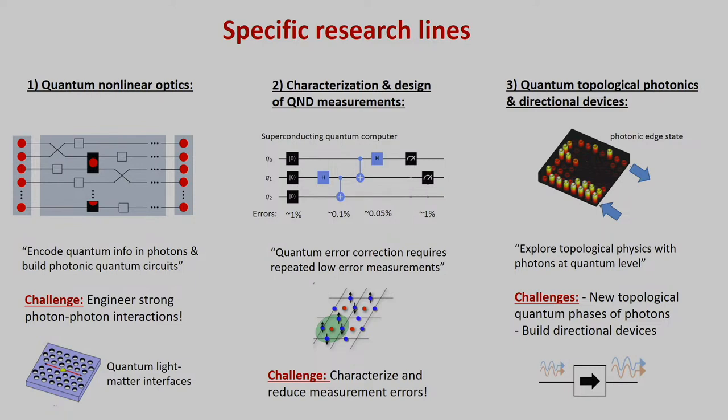And this can be explored with photons at the quantum level, with not so many photons. And the challenge here, well, one of the challenges, there are many challenges, is to discover new topological quantum phases of photons and to build directional devices. So you could use the topology to build a directional device. A directional device is a quantum device that works in a preferred direction and is very useful to protect the system in the opposite direction. For instance, if there is noise coming from the opposite direction, this will be suppressed. And in the right direction, it will only act in the way you want, let's say.